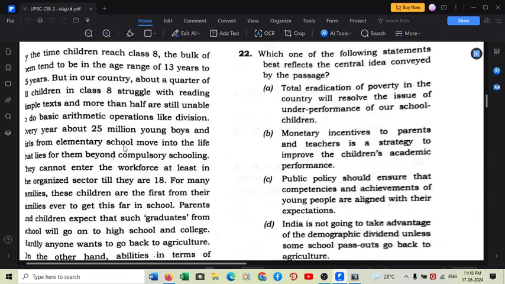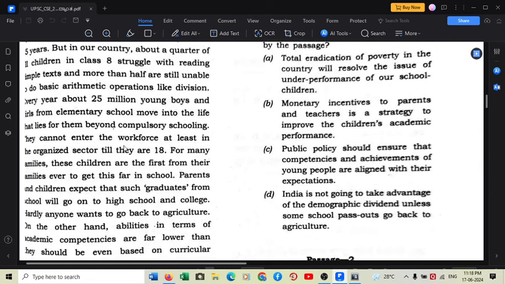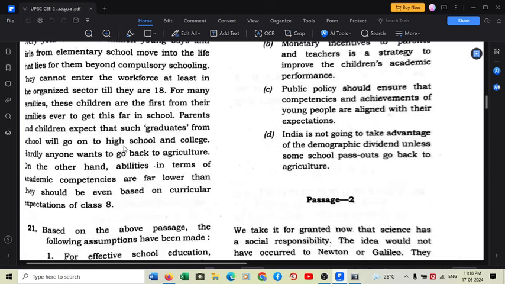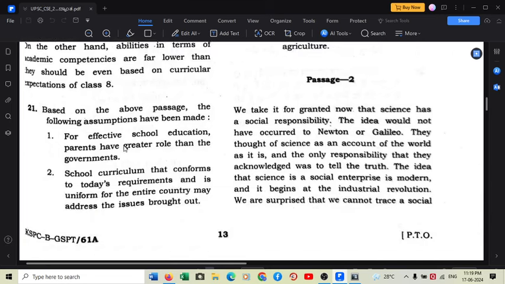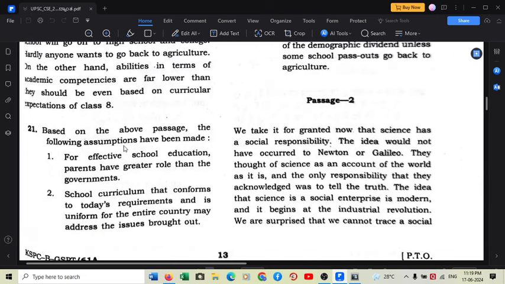One more thing I want to tell you, UPSC aspirants and people who have just given their first attempt, or people who have given a second or third attempt, they must be knowing it. What is an assumption? An assumption is some statement which is not explicitly mentioned in the passage, but definitely has an implied undertone. Implied undertone meaning it has been implicitly conveyed by the author. It might not be direct. So, for effective school education, parents have greater role than the governments.